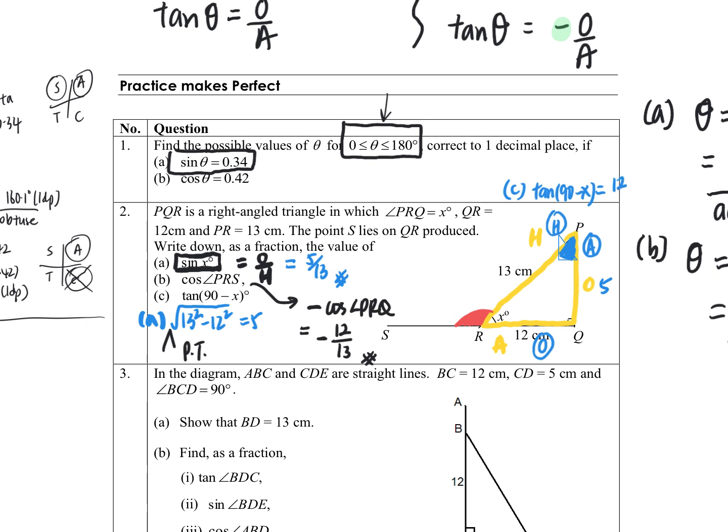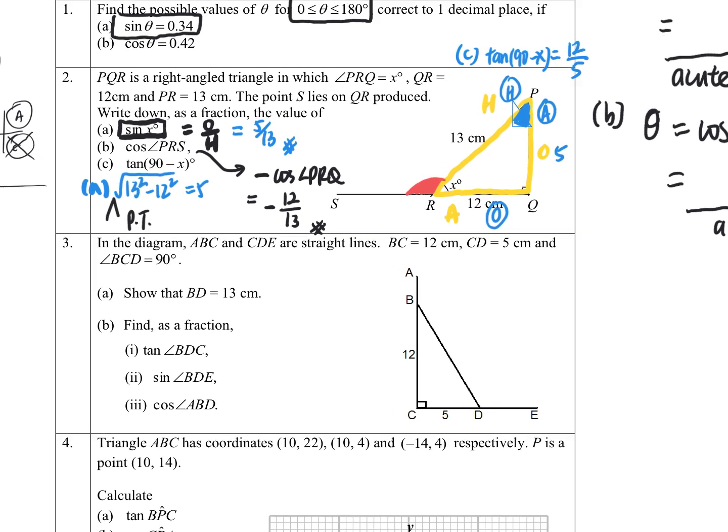12 over 5. So the only difference now is I'm no longer looking at x. I'm looking at the blue angle now. So my hypotenuse is still the same, but my adjacent side changed because my angle has changed from here to here. So my O over A is 12 over 5. Okay? Next one. It will get better.